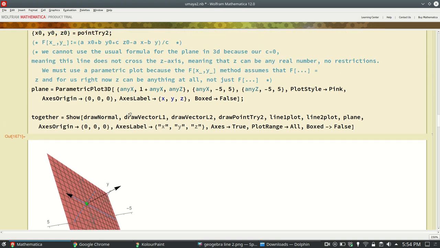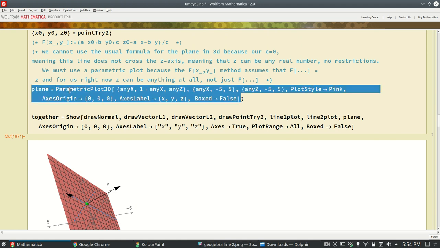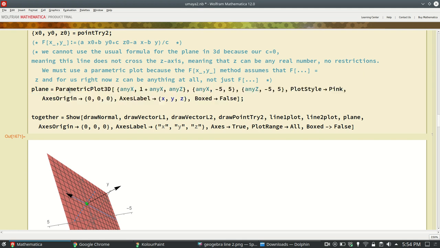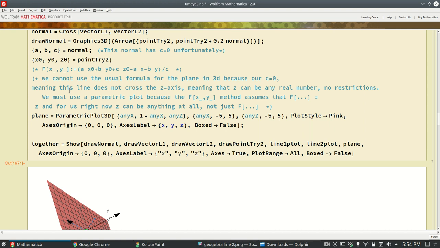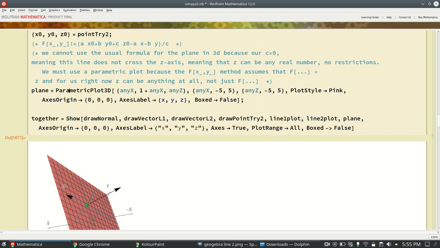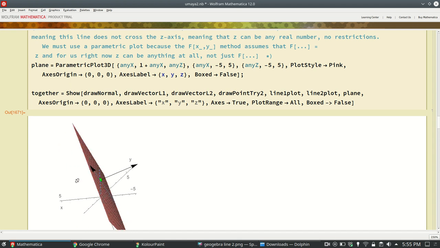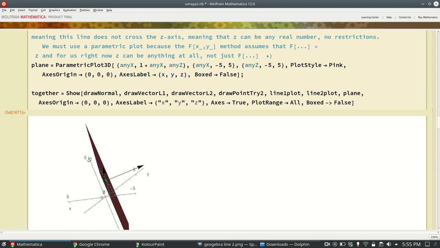I think there was something tricky about this plane. There's nothing tricky about this plane on regular paper and pencil homework, but there is something tricky about this plane on Mathematica, and that's because this plane is a plane that does not cross the z-axis. You see? This is the z-axis right here.